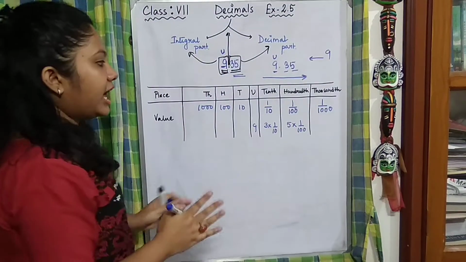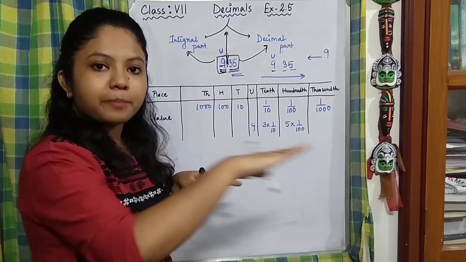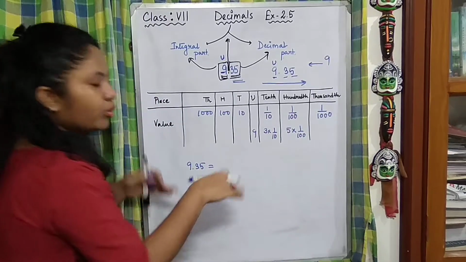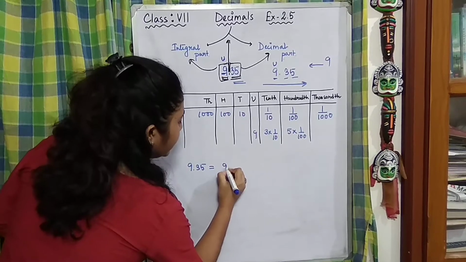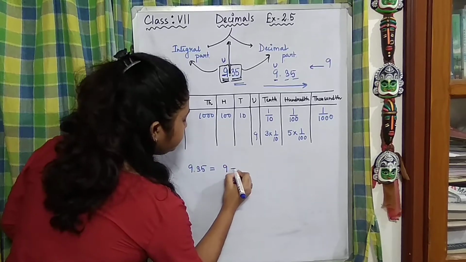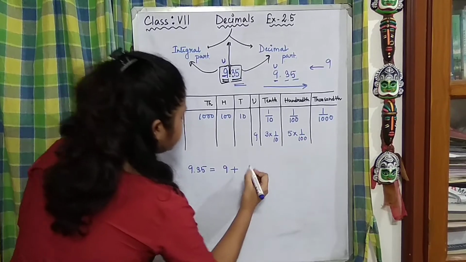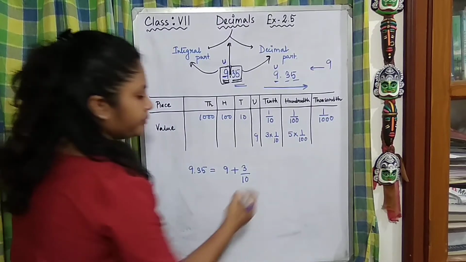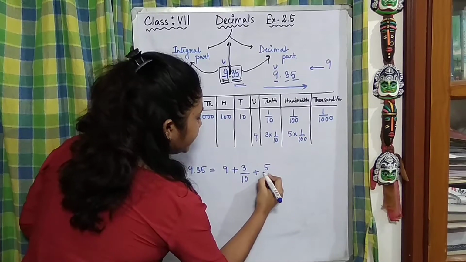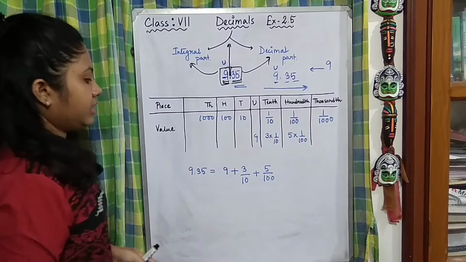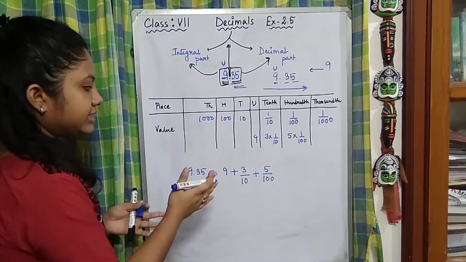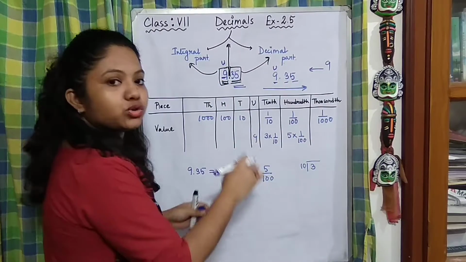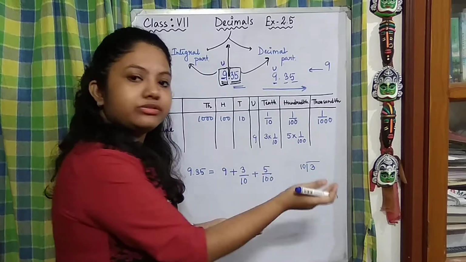Okay, so when we logically expand this term, 9.35, how are we going to expand it? 9 plus 3 by 10, plus 5 by 100. When we add this up, if you divide 3 by 10, it gives you 0.3.